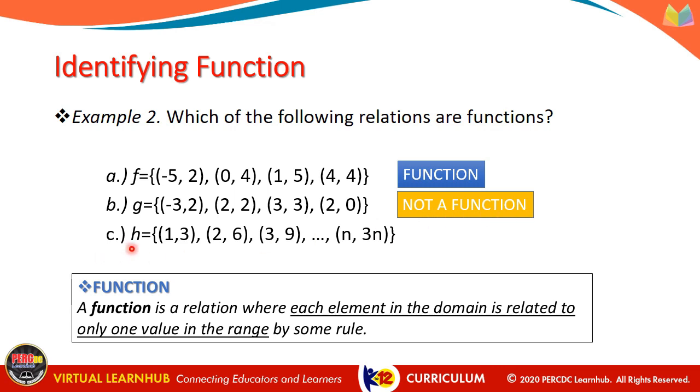For letter C, h equals (1, 3), (2, 6), (3, 9), and so on until (n, 3n). We can see that each x value corresponds to a unique value of y. Thus, it is a function. Okay?